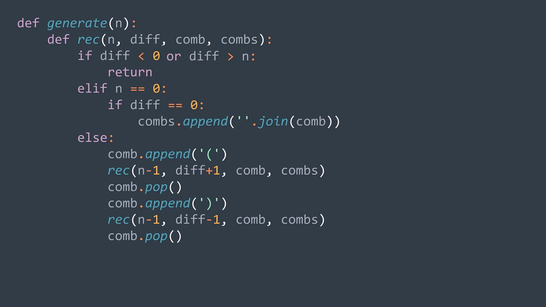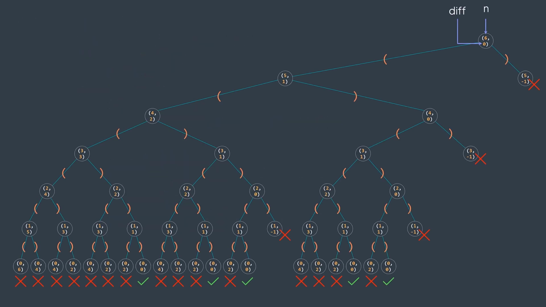If you're confused about what's happening here, have a look again at the recursion tree. And most importantly, you should learn more about recursion and backtracking. The method we're using here to generate all possible combinations is common to a lot of problems, you should really be comfortable with it.